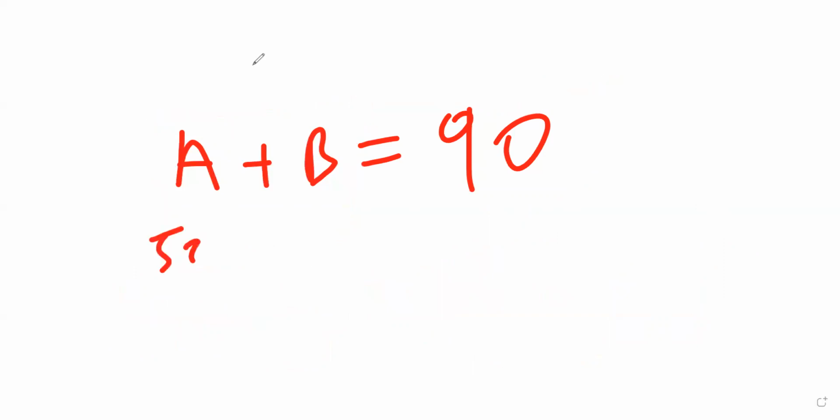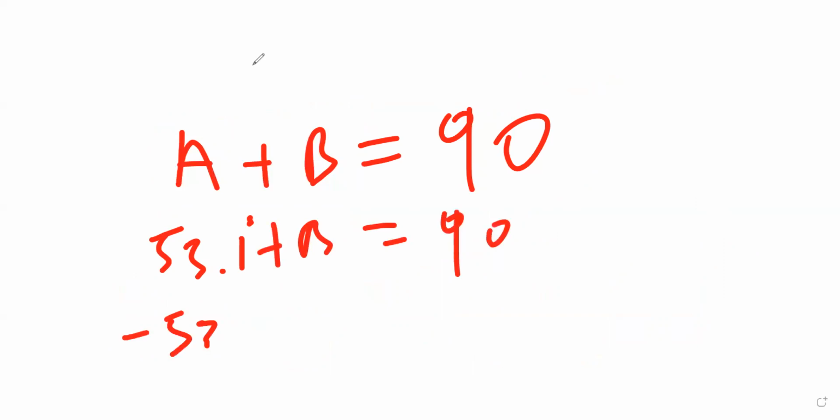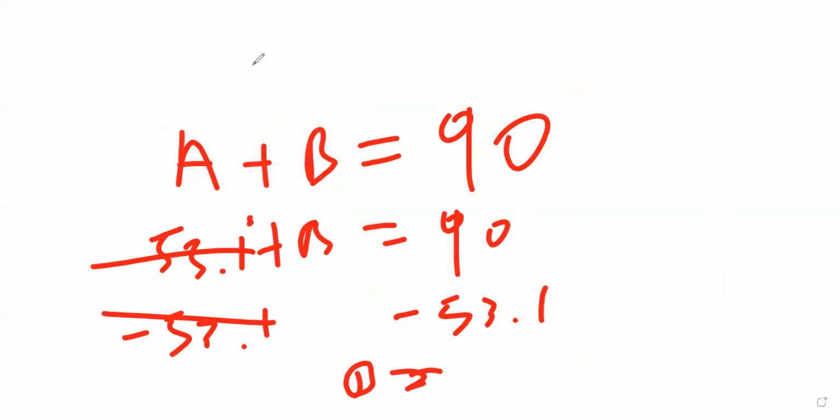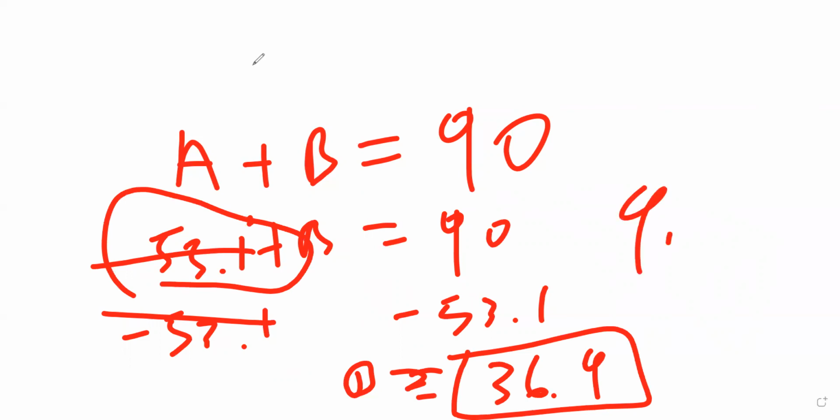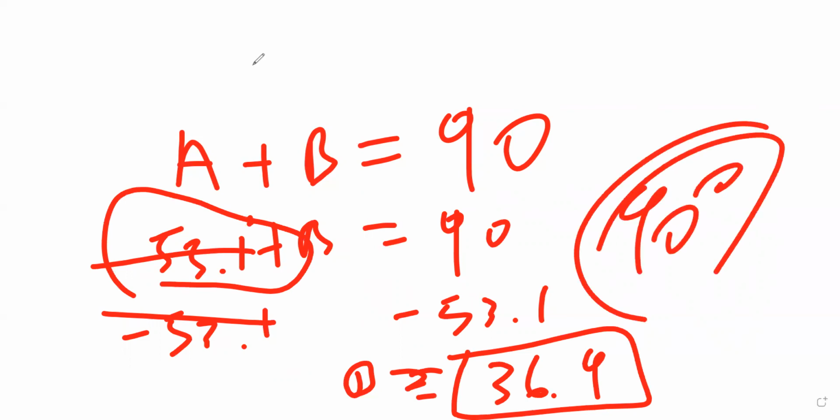So A was 53.1. We want to find B. We don't know what B is. We're going to find it. We subtract 53.1 from both sides, and this cancels that. B is going to be equal to 36.9. And if you add these, you get the 90 degrees of their complementary angles. So that's one way to find one of the angles after you have found the first one.